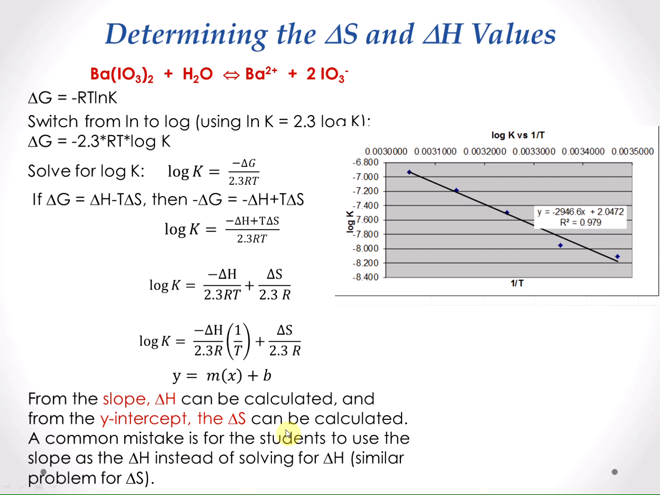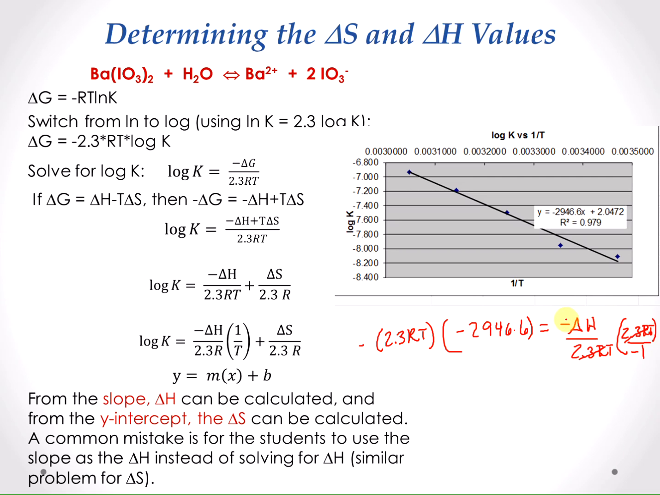Now be careful, a common mistake in this lab is that students use the slope value as the delta H, and they also use the Y-intercept as the change in entropy. But you have to isolate those terms. So for example, here I've got the equation for my trend line. The slope is negative 2,946.6. My slope is equal to the negative delta H divided by 2.3 RT. So I have to multiply both sides by 2.3 RT to isolate my change in enthalpy, and also divide both sides by -1.